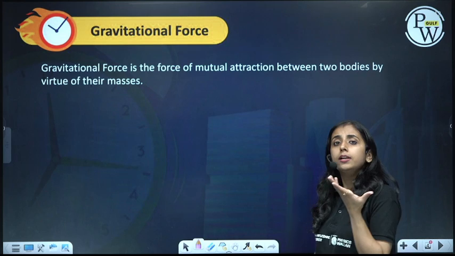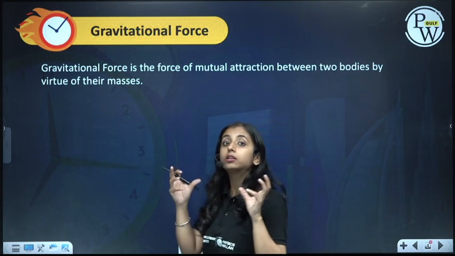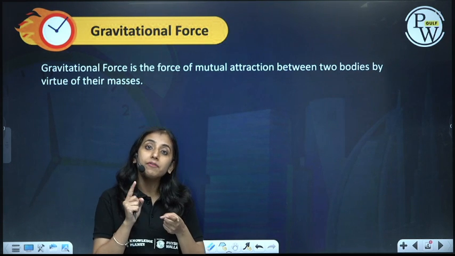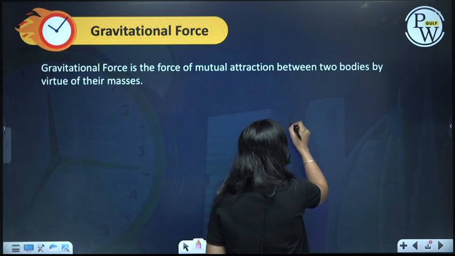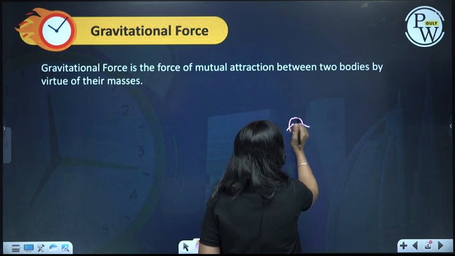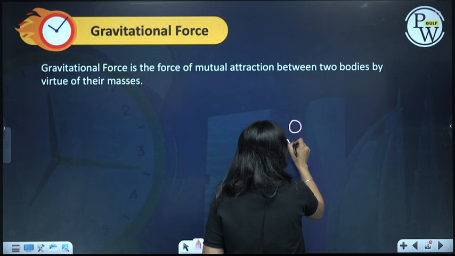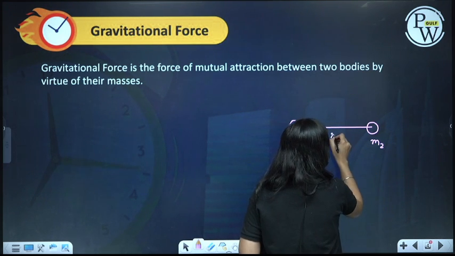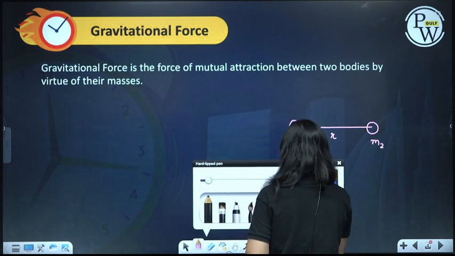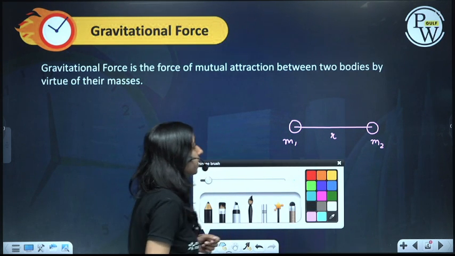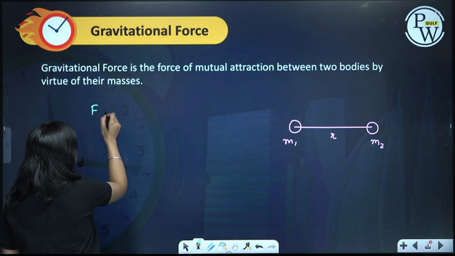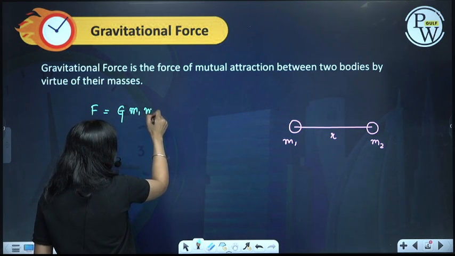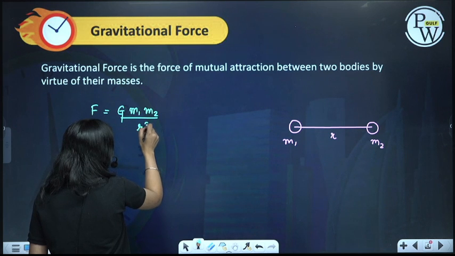Gravitational force. The force which acts between two masses by virtue of their mass is called gravitational force. Let us take two bodies, one of mass m1 and the other of mass m2. The distance between their centers is r. Then the gravitational force acting between the two bodies will be equal to G m1 m2 by r square.